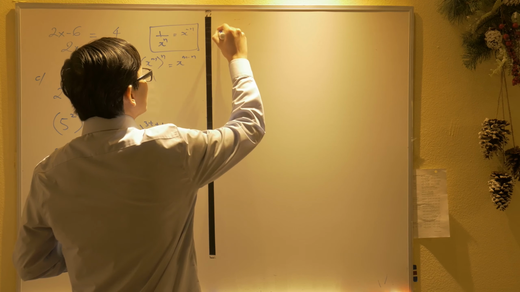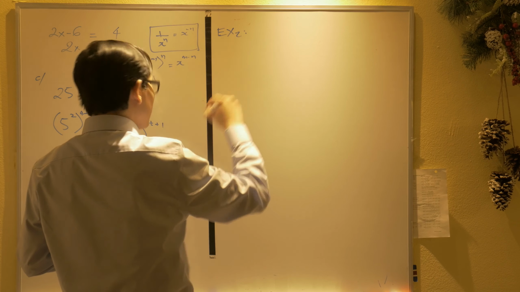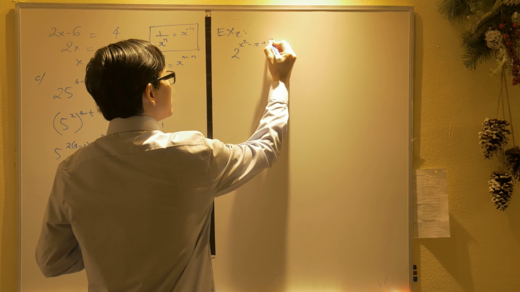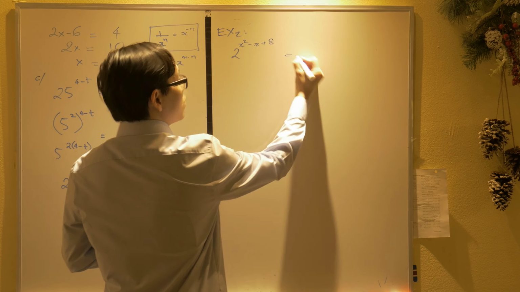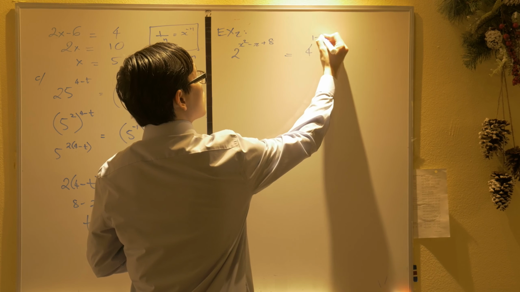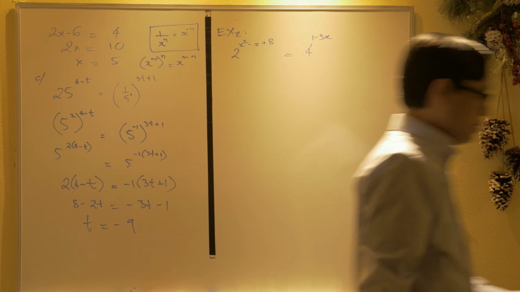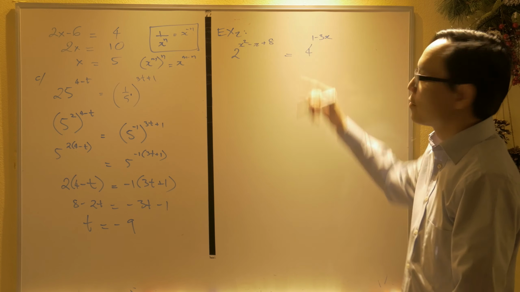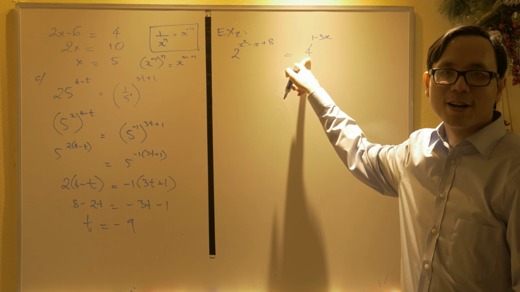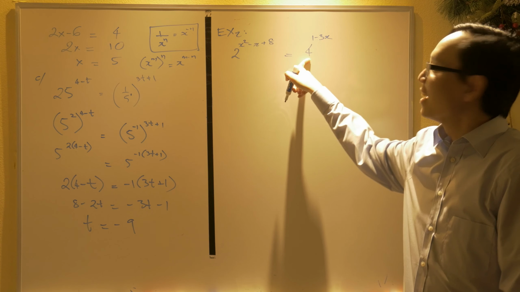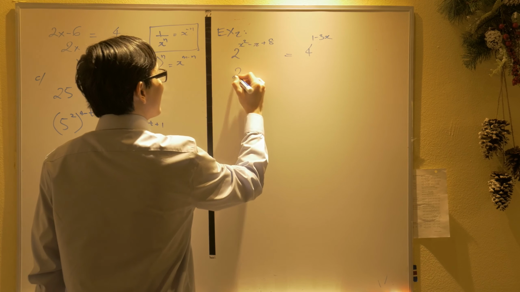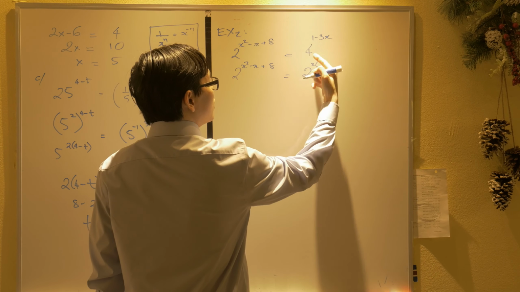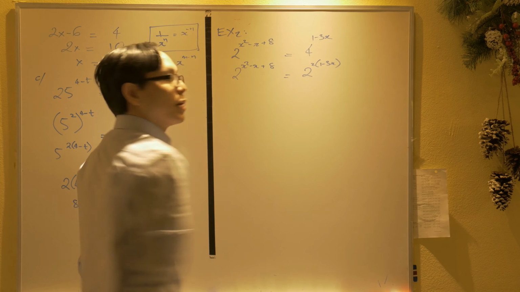Okay, example 2: you have 2 raised to x squared minus x plus 8 equal to 4 raised to the 1 minus 3x. Oh, you have base 2, you have base 4. You can convert this to base 2 easily, right? Because 4 is 2 squared. It's kind of easy too, so I rewrite it: x squared minus x plus 8, 4 is 2 squared. Alright, now we have the same base.